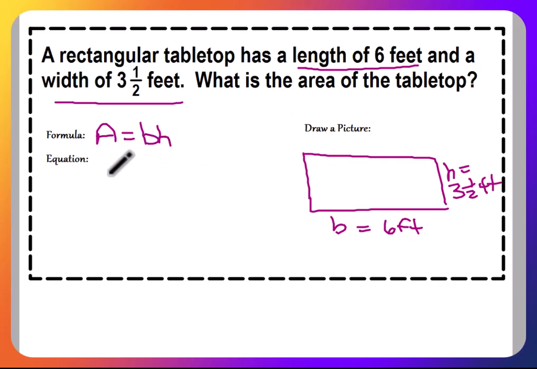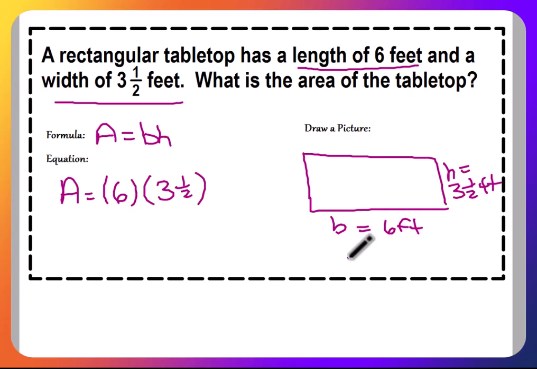Do I know the area? No, so the A stays an A. But I do know the base. The base is 6 feet, and I know the height is 3.5 feet. And we're multiplying them together. So there is your equation to find the area of this rectangle.